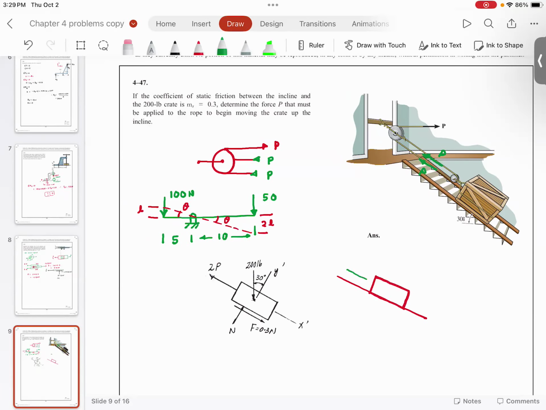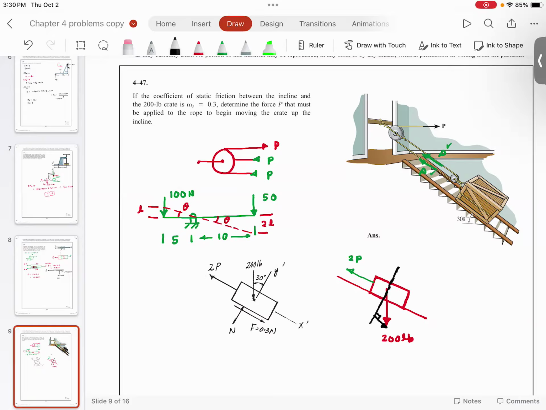And here, what you have is 2P, because 1P here, 1P here, and then you have the weight. Weight is 200 pounds. Weight is going to go down 200 pounds. Then you have the normal reaction. Normal reaction will always be perpendicular to the surface. And then you are going to have a component of self weight going in the downward direction.